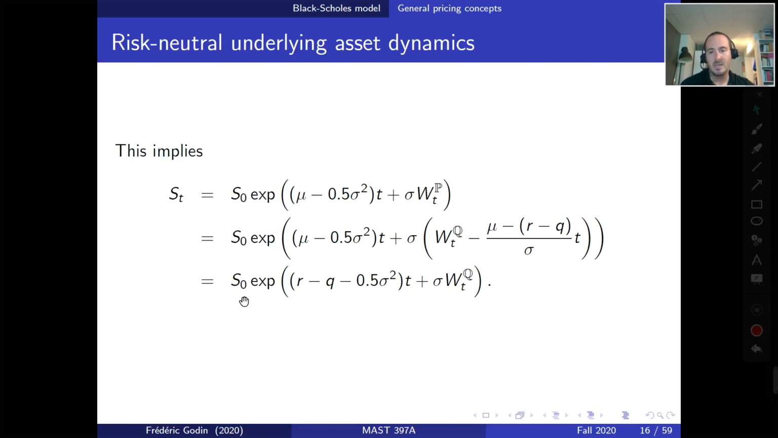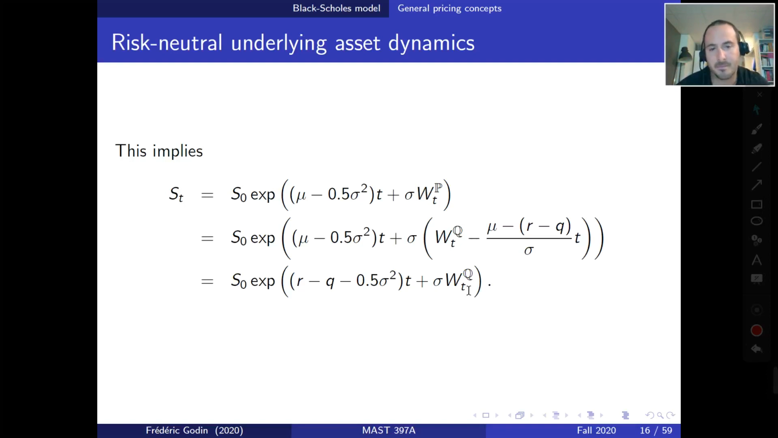So St is S0 times the exponential of, still this is a linear term. Okay, this is a constant times t, where here mu is replaced by the risk-free rate minus the dividend rate, plus sigma WQ. Okay, but here now, WQ, remember that under P, it's not a Brownian motion. Under P, it's a Brownian motion plus a linear trending term.